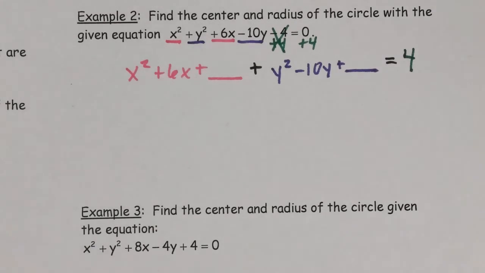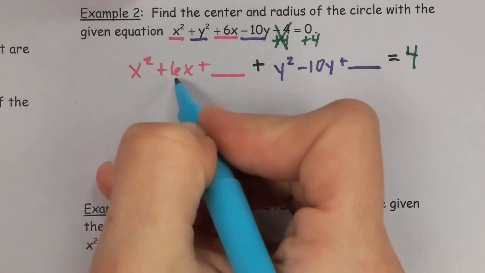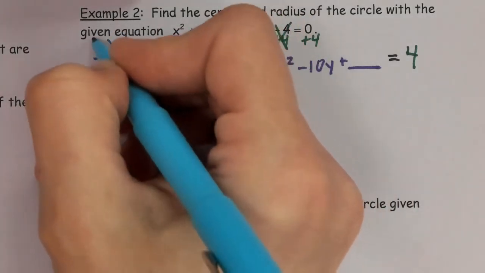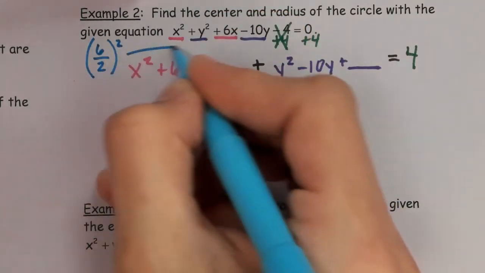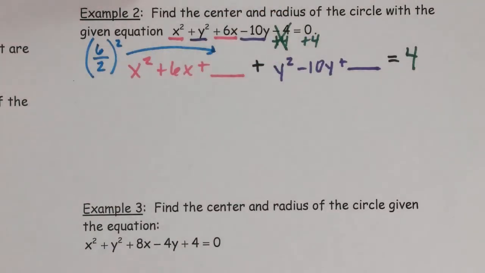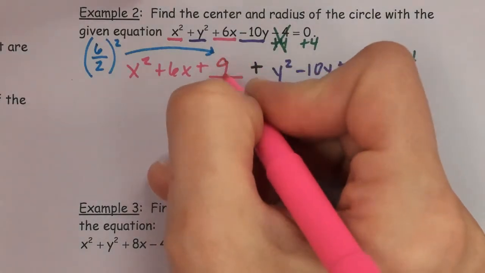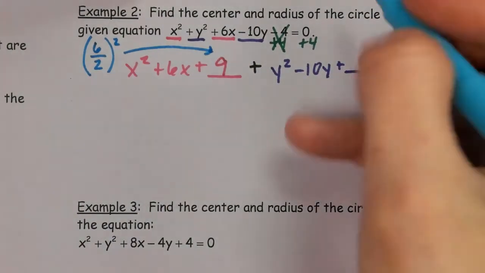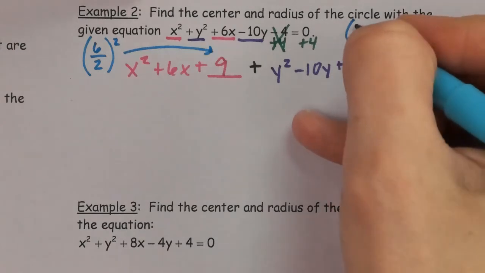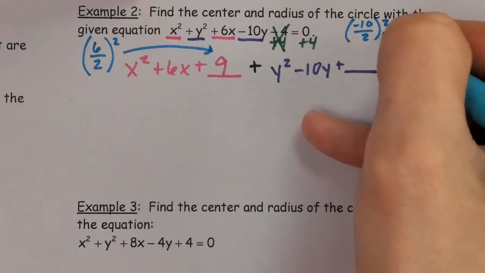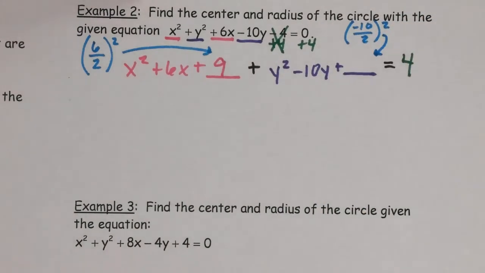So we'll go through and fill in our blanks now. Okay? So again, using b, right here, the 6, we're going to do the 6 divided by 2, all squared, to figure out what goes right here. And we'll come out to 9. We'll do the same thing over on this side with our y's, negative 10 over 2, all squared, to figure out what goes in this blank.